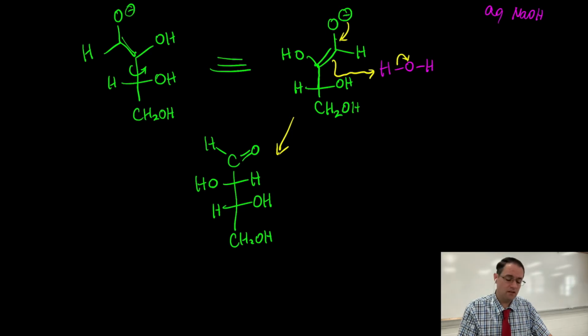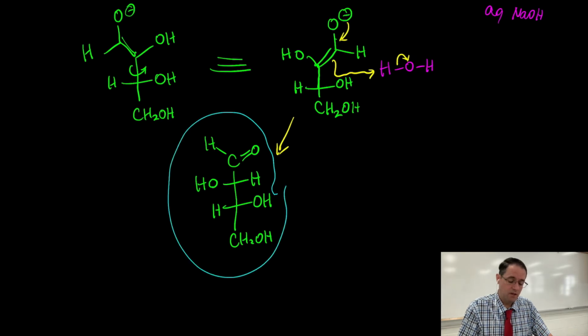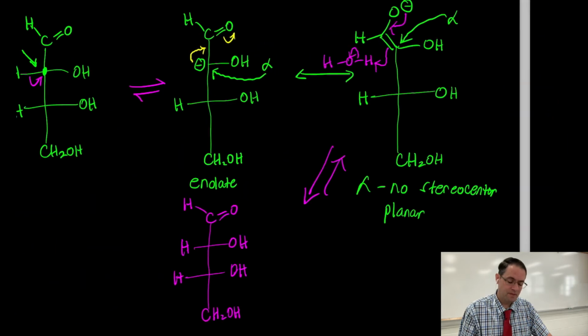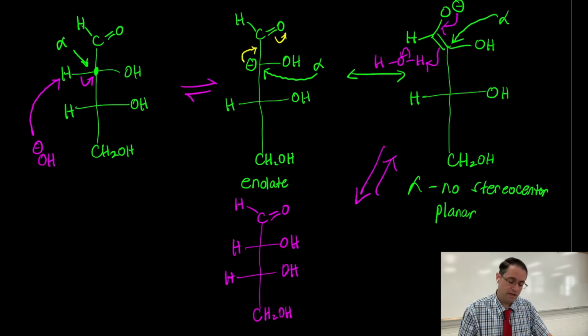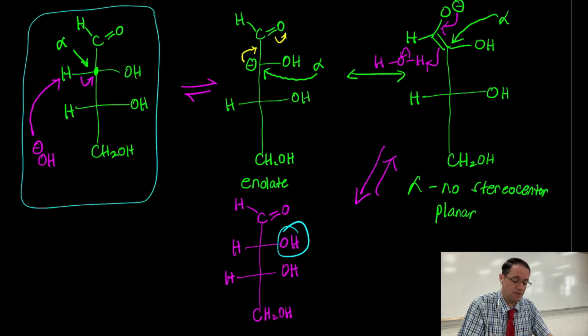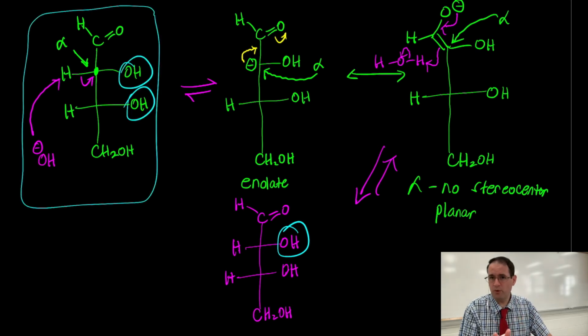So let's carefully look at these two different molecules that we've produced. Here's the curved arrow reaction mechanism for introducing the OH to the left. Here's the curved arrow reaction mechanism for introducing the OH to the right. And here's our starting material. Our starting material has both hydroxyl groups pointing to the right.